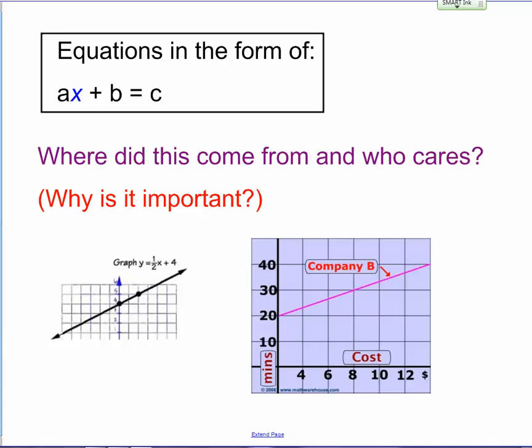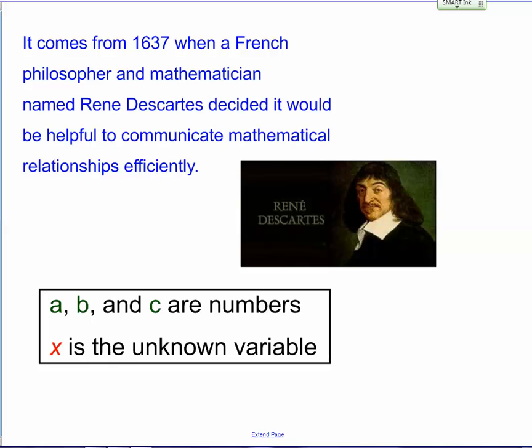So where it came from is Rene Descartes, and he was this philosopher and mathematician, lived a long time ago in 1637, and he came up with this way that we can relate the relationships amongst different numbers and do it really efficiently. So he's the one that is credited with saying, all right, let's let A, B, and C be numbers, and X is the unknown variable. Descartes did a lot of things, but this is just one thing that relates to what we're doing today.